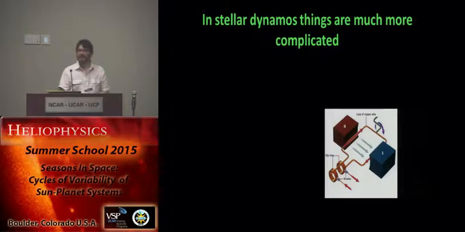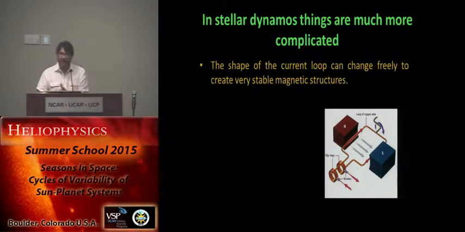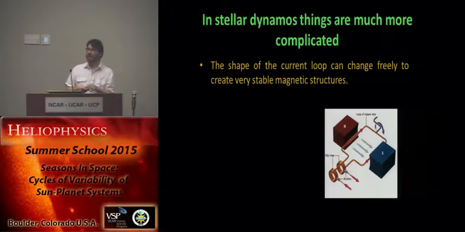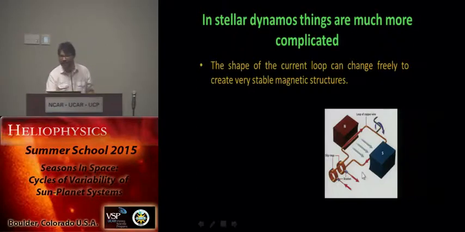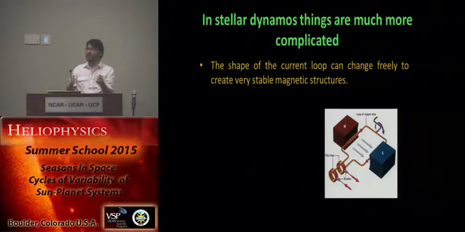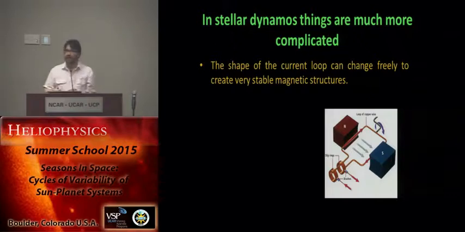Now, inside stellar dynamos, things are much more complicated because the shape of the current loop can change freely. So now you don't have this set square, but the square can change in shape, right? And can alter itself to create a feedback loop that leads to the creation of very stable magnetic structures. Because now your conductor is a very, very good conductor.